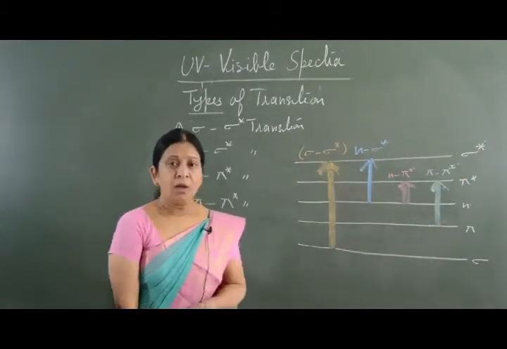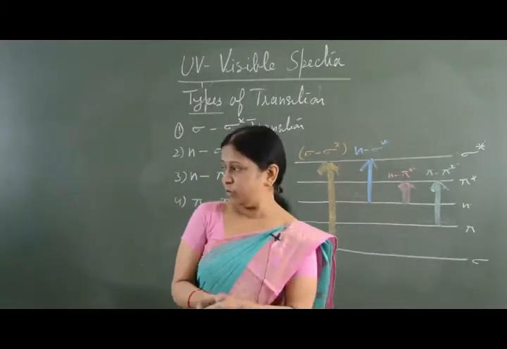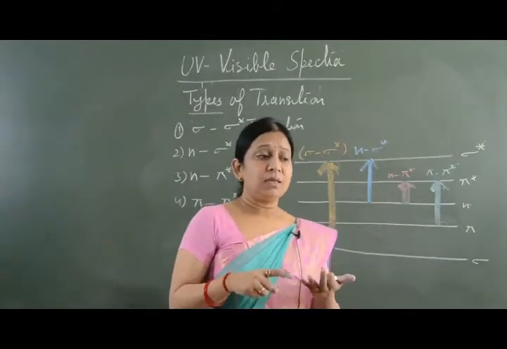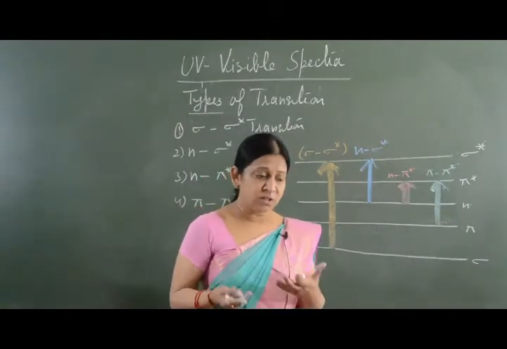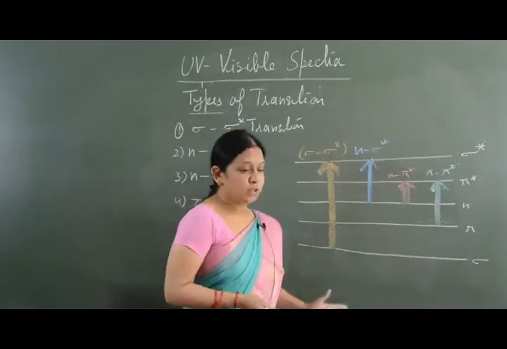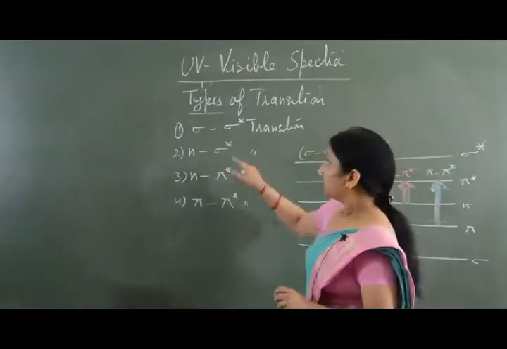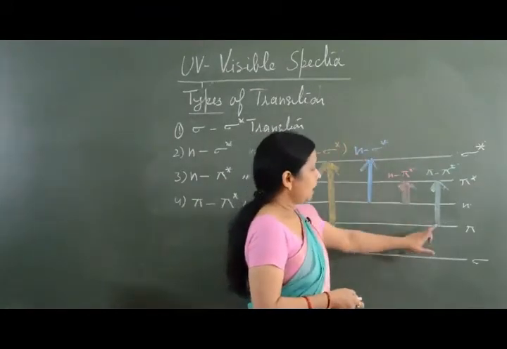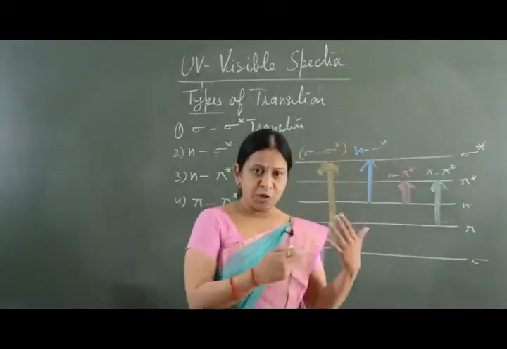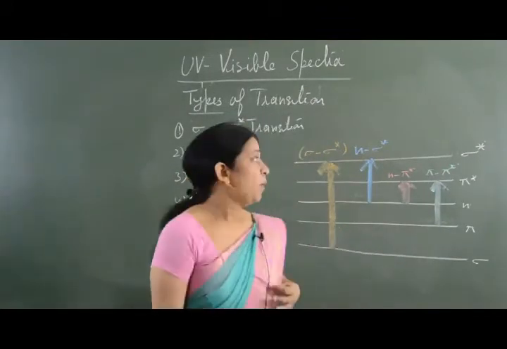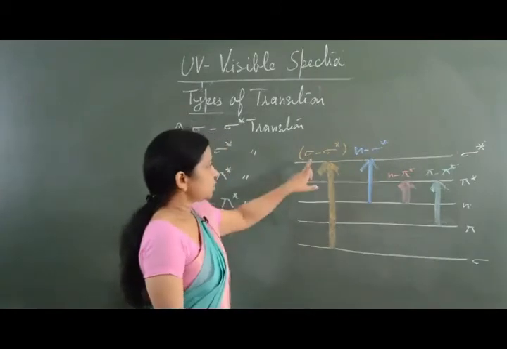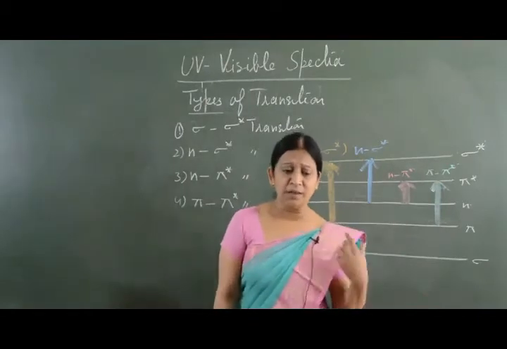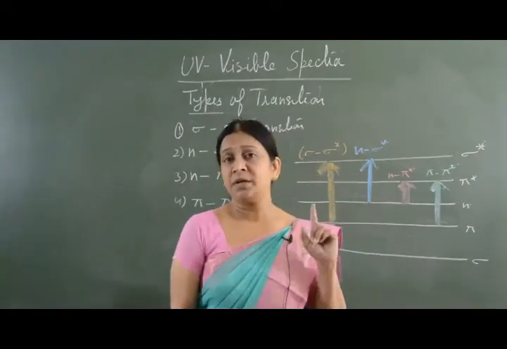So with this, we have 3 types of electrons, that is sigma, pi and n electrons. With these 3 types of electrons, we are going to have these 4 types of transitions: sigma to sigma star, then n to sigma star, n to pi star, and the last is pi to pi star. If we take up the transitions one by one, the first one, sigma to sigma star, is given by saturated compounds.